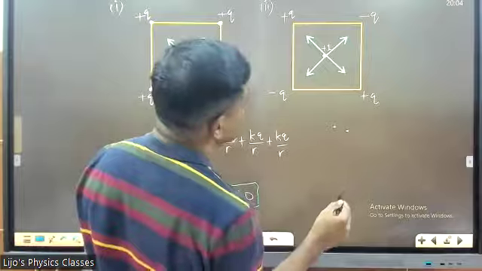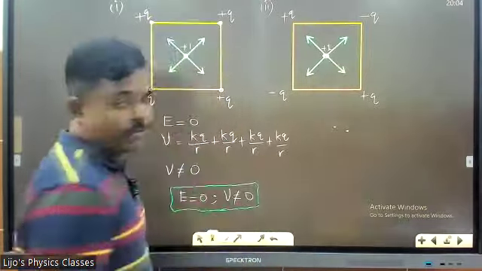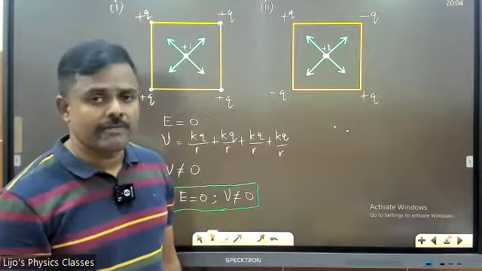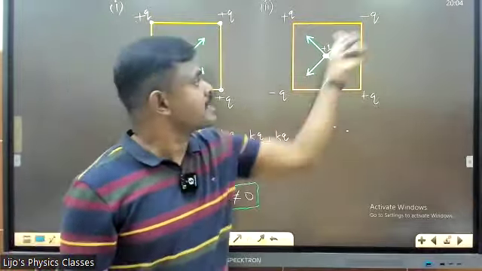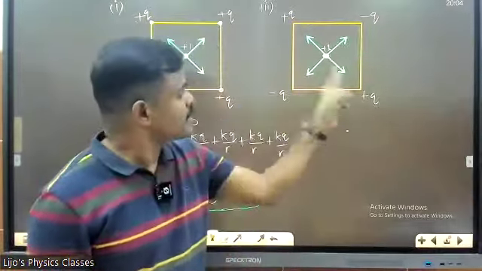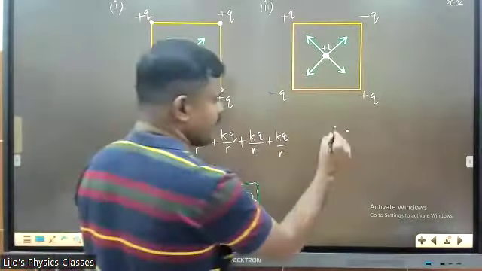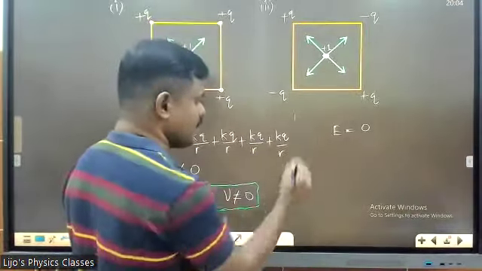Okay. So in all directions, again, equal forces acting, right? If you didn't understand, please feel free to tell me. Plus repels plus right downward, minus attracts plus upward. This plus repels plus upward, minus attracts plus downward, right? Electric field will be what? Electric field will be equal to 0. All are cancelling out.